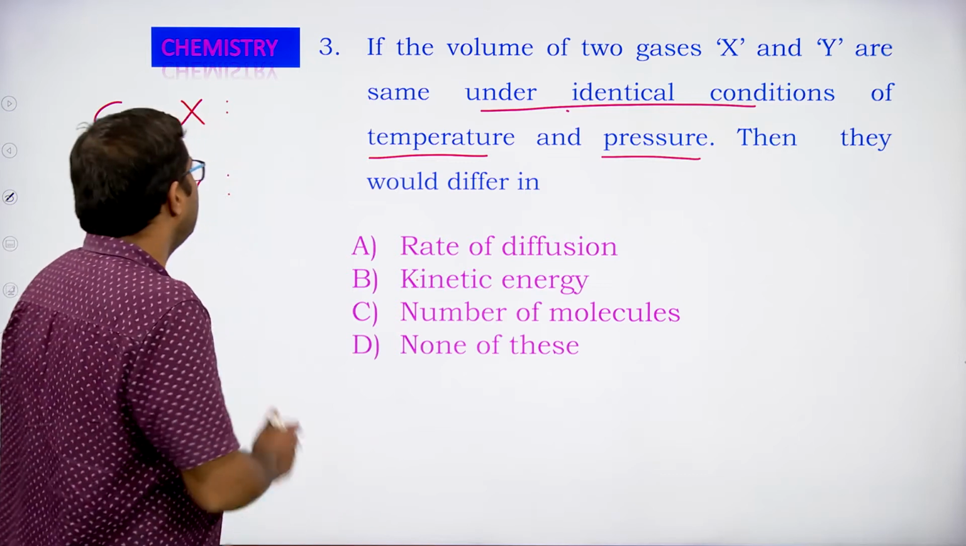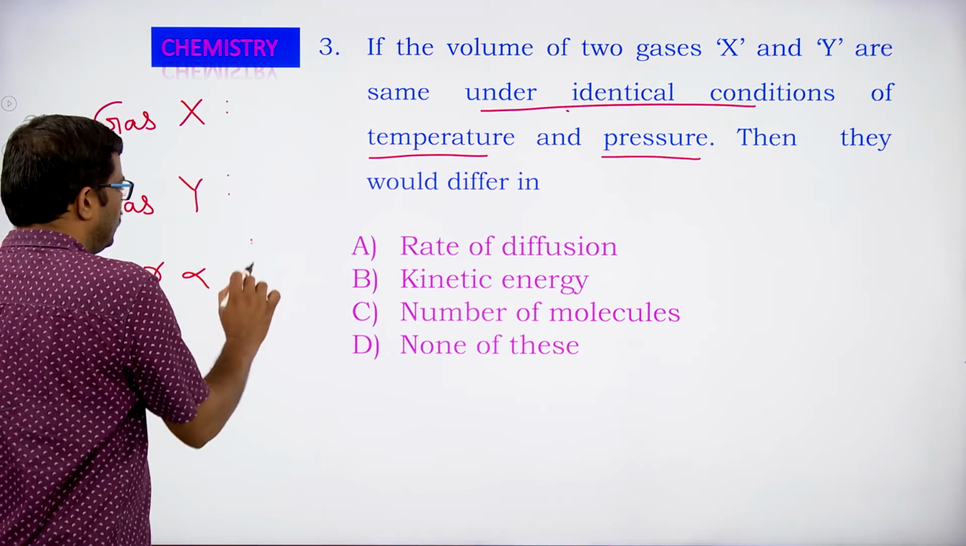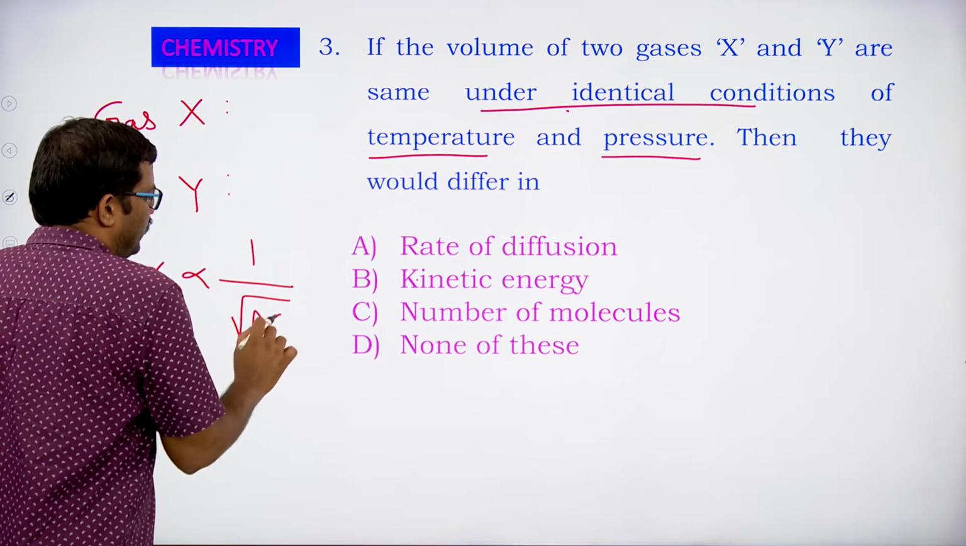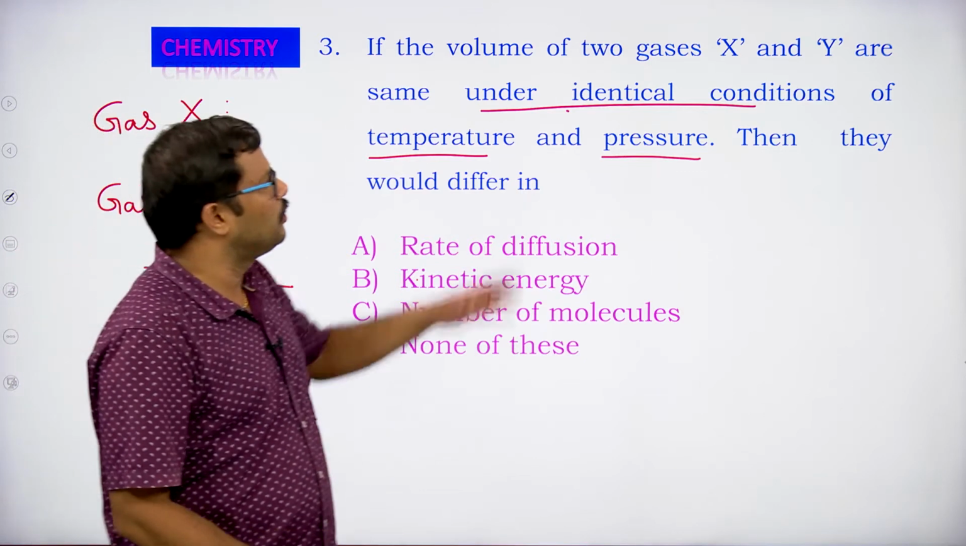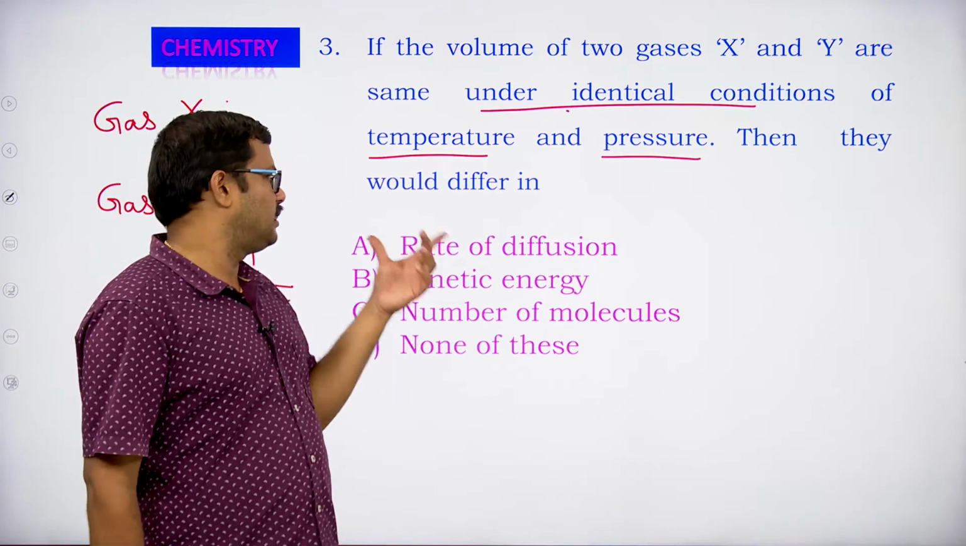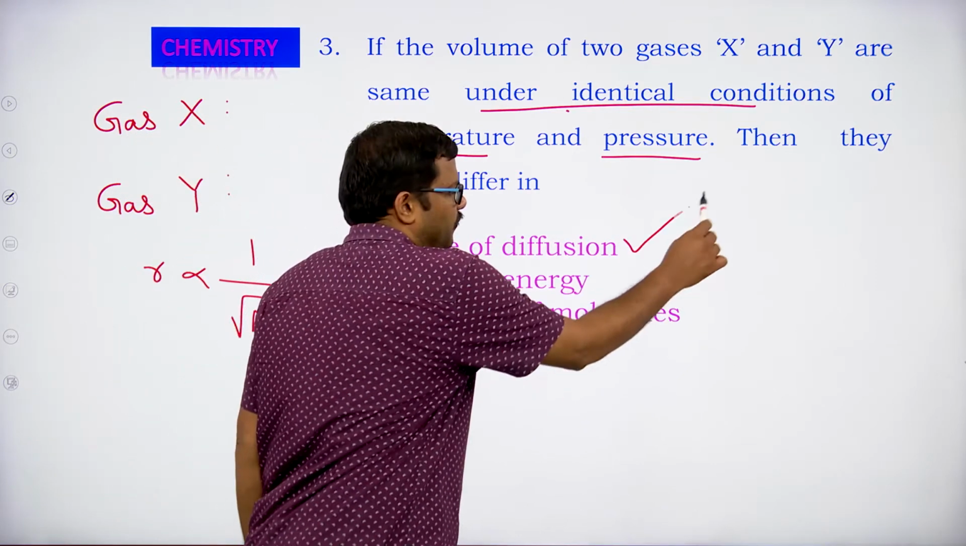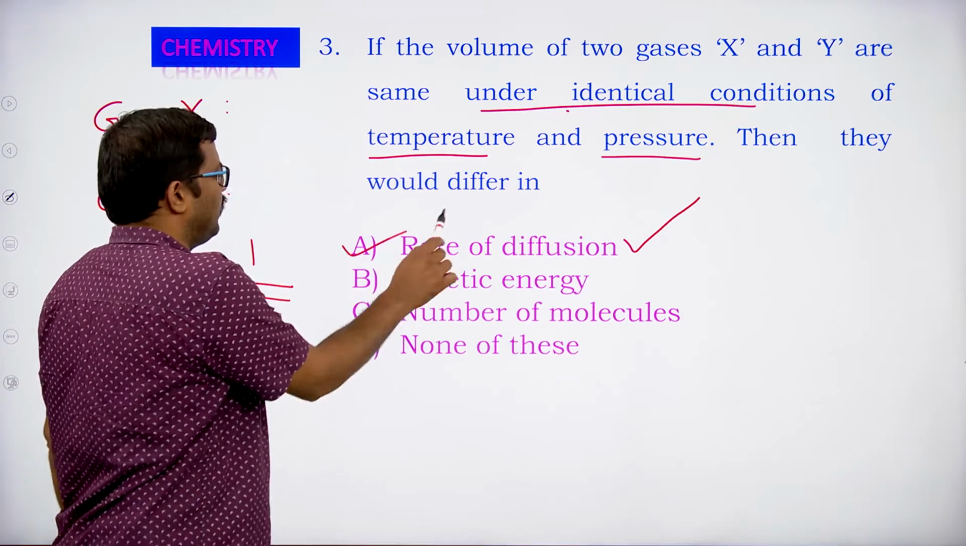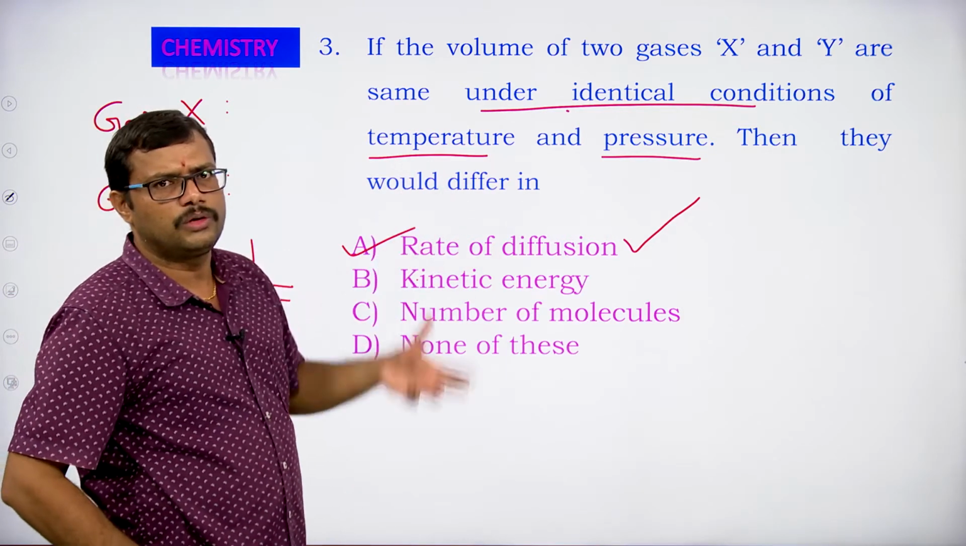Why is it going to differ? Because we know the rate of diffusion depends upon the density, or upon the molecular mass of the gas. Since the two gases do not have the same molecular mass, there is a chance that they would differ in the rate of diffusion. So the rate of diffusion is the parameter in which the two gases are going to differ.